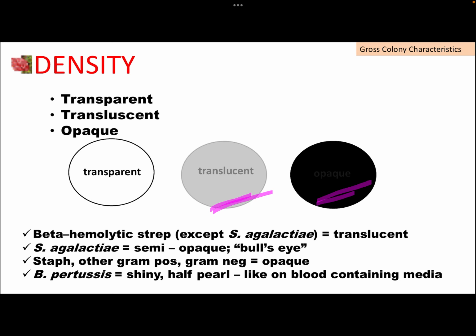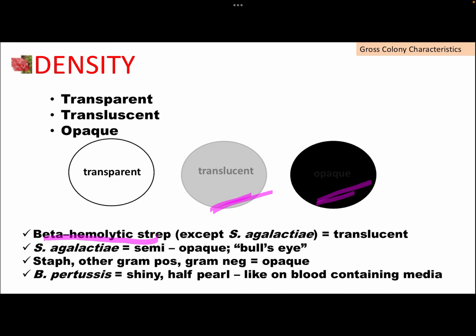What we usually observe are the size, the elevation, or the hemolysis. That's the most obvious. But for density, you really have to be very observant, very keen, in looking into the colonies for you to really say it's transparent, translucent, or opaque. So, for example, beta hemolytic streptococci.